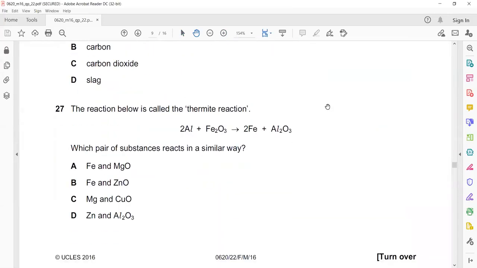Question 27. The reaction is known as the thermite reaction. Which pair of substances react in a similar way? Basically the idea is that aluminium is more reactive, so it displaces iron from its compound. The question is which reaction will proceed? In the same way, one of the metals will react or displace the other one. Keep in mind the more reactive metal displaces the less reactive metal from its compound.